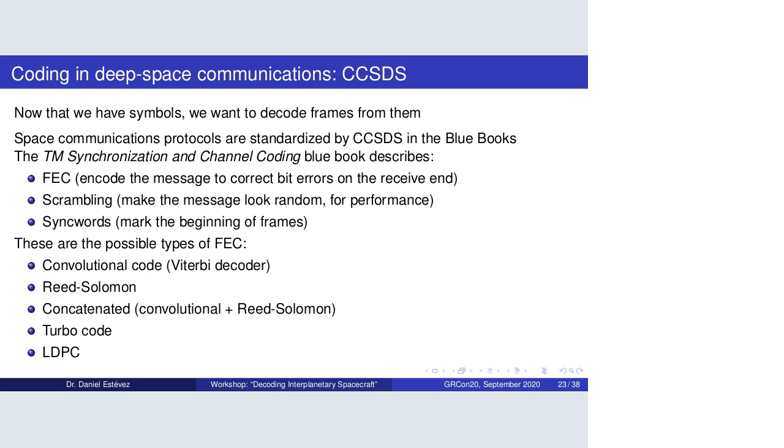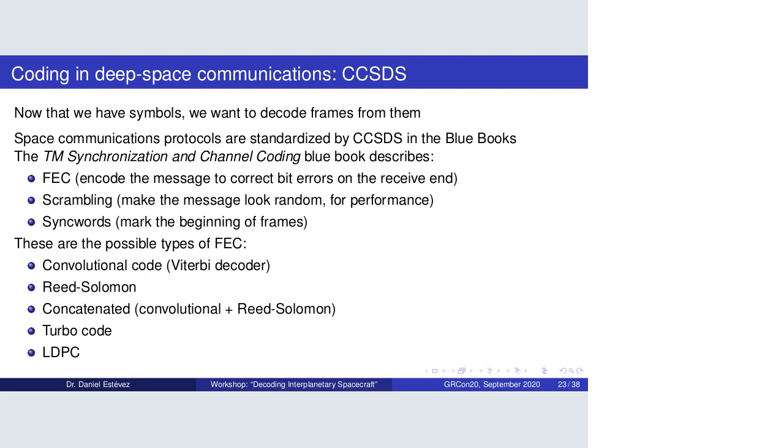Okay, so now we have the symbols. The symbols look just as you saw, as a continuous stream of +1s and -1s. What do we do with them? Well, there are a number of standard protocols used in deep space communications and also many other kinds of space communications, which are called CCSDS protocols. They are standardized by a committee, and they are described in the blue books.